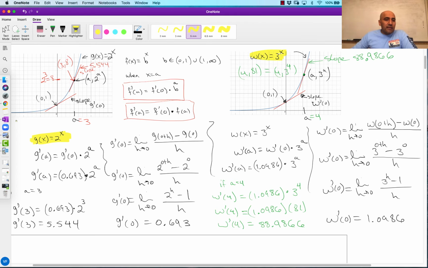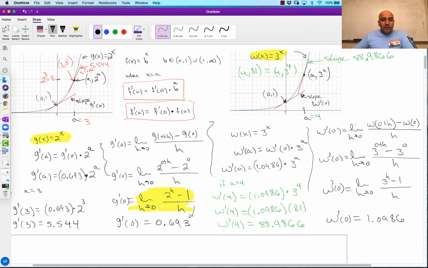So let's say that this is the graph of 2 to the x power, and we wanted to find the derivative at a. Okay, well, according to this little formula, it's equal to this. g prime of a equals g prime of 0 times 2 to the a power. So we just have to figure out what this g prime of 0 is. Well, by the limit definition, we can rewrite it this way, and we get to this point. And once we get to this point, we can just use our calculator to find it from there.